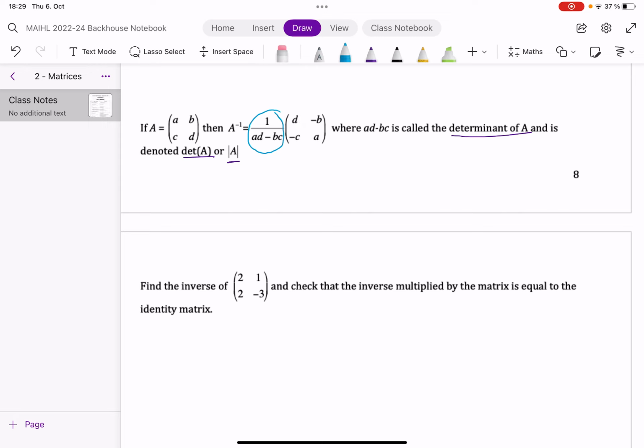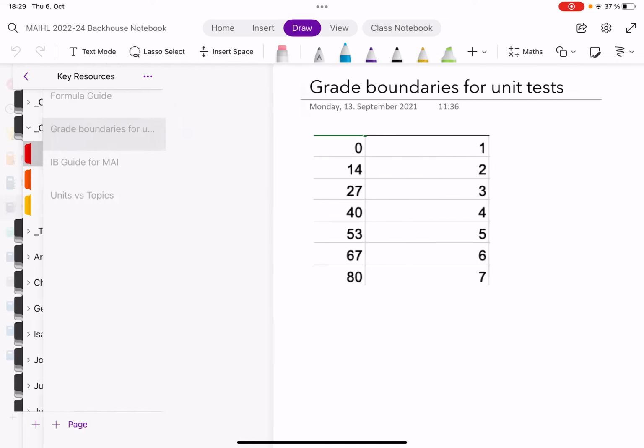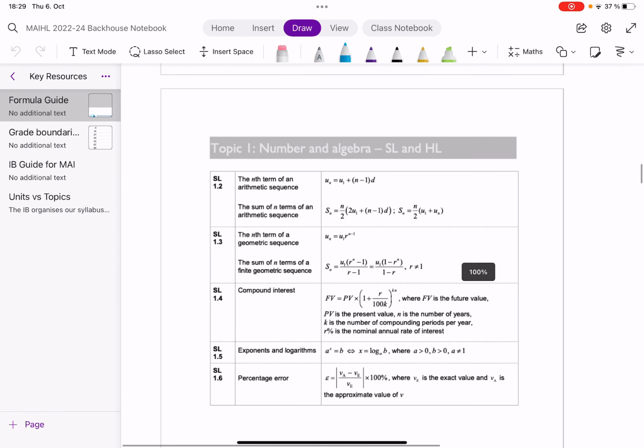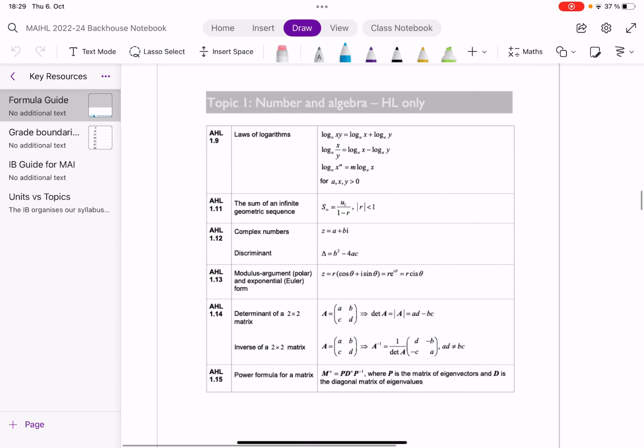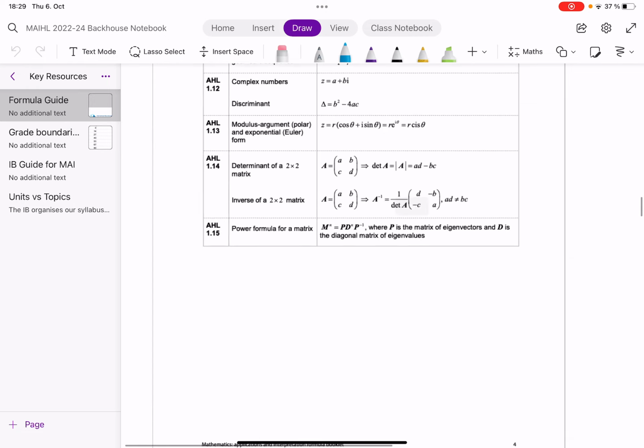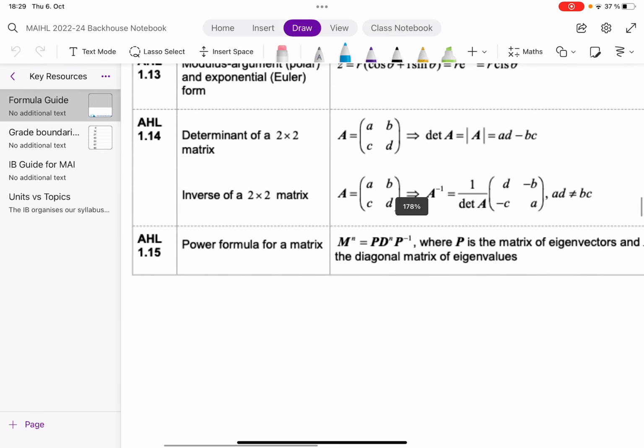And you'll notice that the elements B and C have not moved, but we changed the sign. So there's a lot that goes on, but as I said, it's all in the formula guide. We are in topic 1 here, and we're in the HL section. And you can see we're down at about 1.14 here.